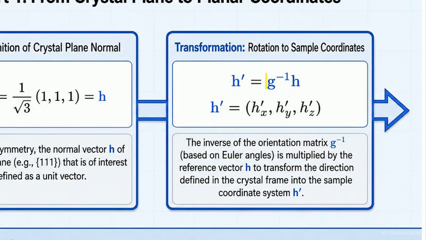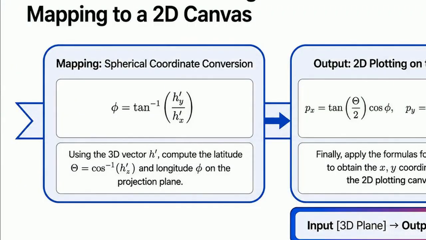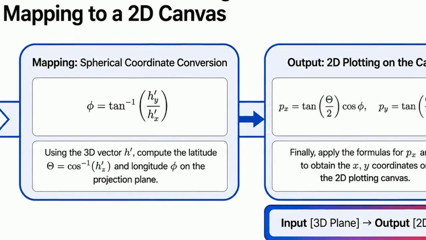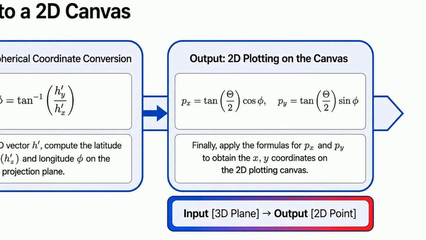By multiplying our reference vector h by the inverse orientation matrix, we output the transformed vector, h', perfectly aligned to the sample coordinate system. This algorithmic block takes that new 3D vector and breaks it into workable spherical coordinates. Longitude, phi, is calculated using the arctangent of the y and x components. Latitude, theta, is extracted using the arccosine of the z-axis component. In the final step, the algorithm combines these spherical coordinates with the tangent radius rule we derived earlier to generate exact Cartesian coordinates on the canvas.